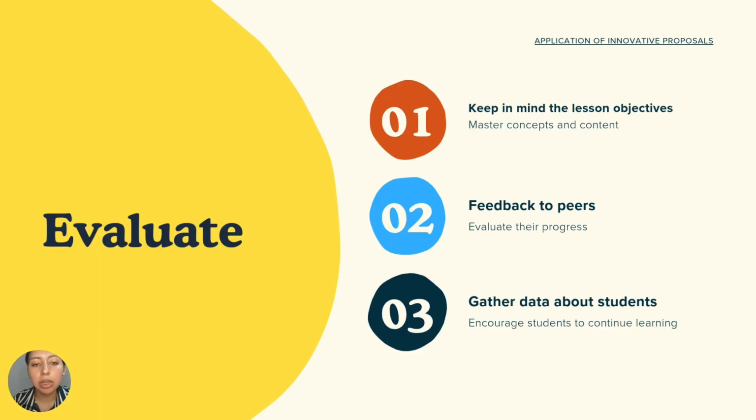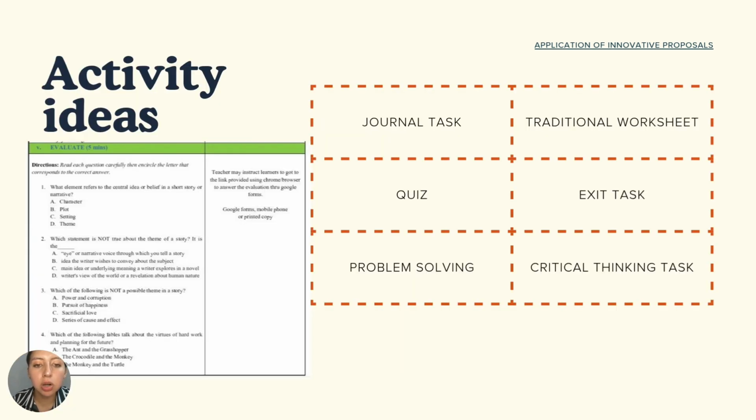The evaluate stage is really important. Teachers must keep in mind the lesson objectives, and it is supposed that students master the concepts and content from the lesson plan. It's also important to make them give feedback to peers and evaluate their own learning process. The aim of gathering data is not to judge students, but to encourage them to continue learning and to inspire them to learn. We have journal tasks, traditional worksheets, like in the example, a quiz, exit task, problem solving, or critical thinking task.